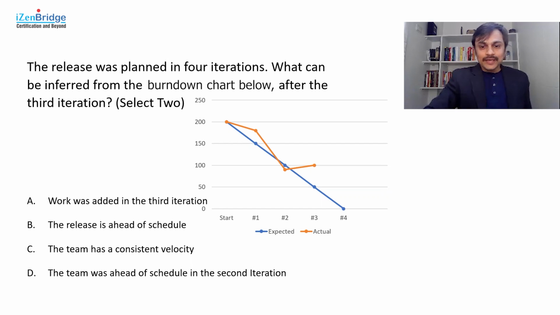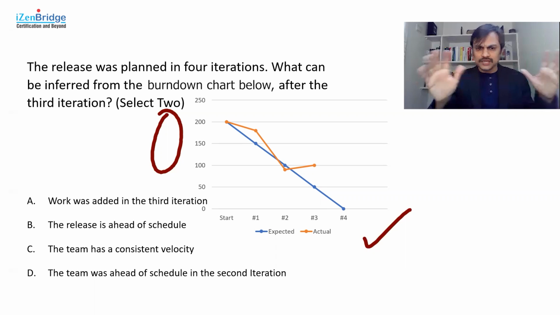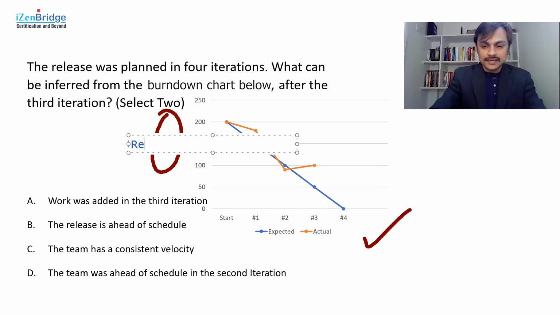Okay, so here we are in a burn down chart and we understand what the x-axis and the y-axis are. The x-axis is iterations: iteration 1, iteration 2, iteration 3. And the y-axis is the remaining work in story points, or whatever the size is, but it should be quantifying the remaining work. So it's good to write that it's remaining work, because otherwise I may get confused.